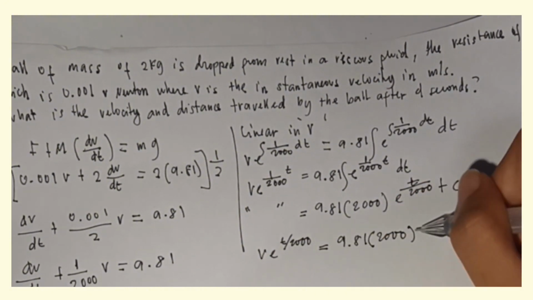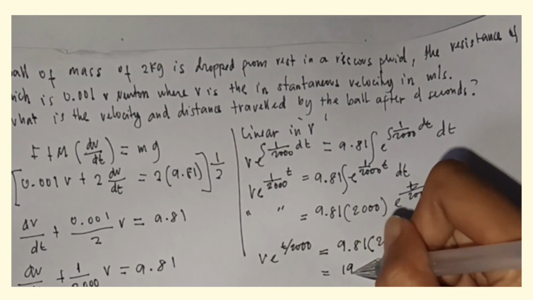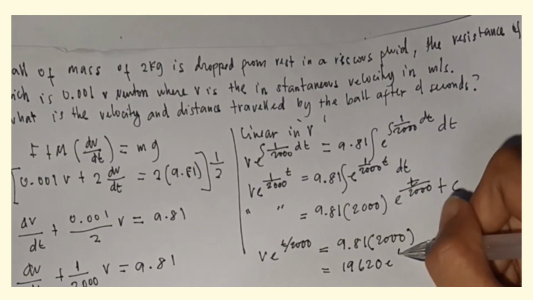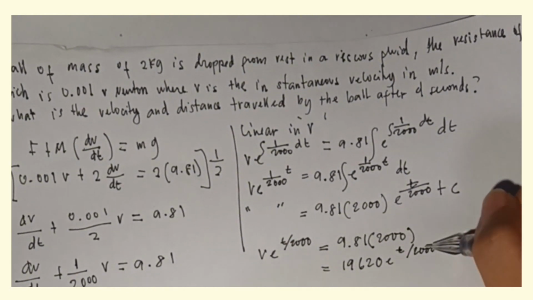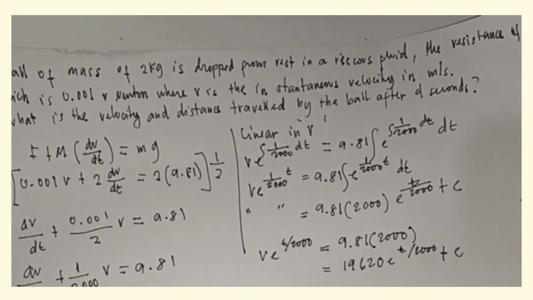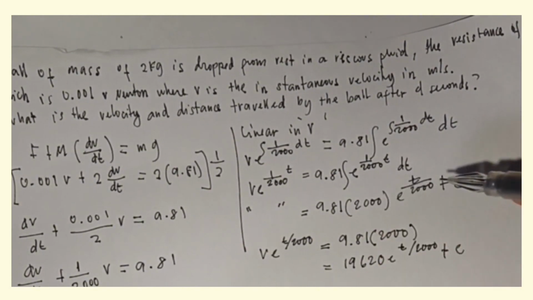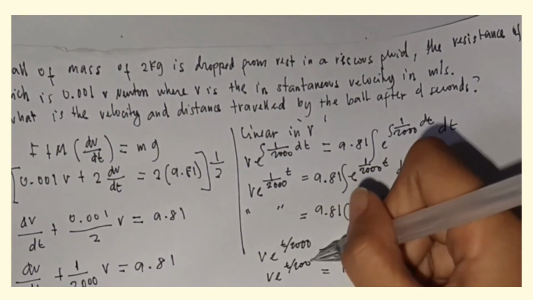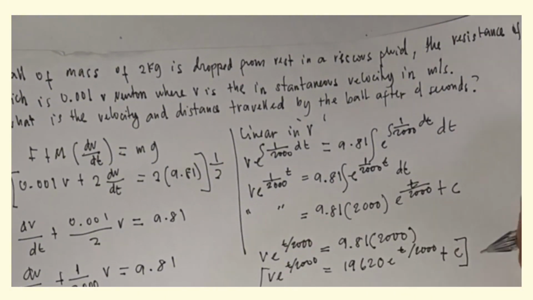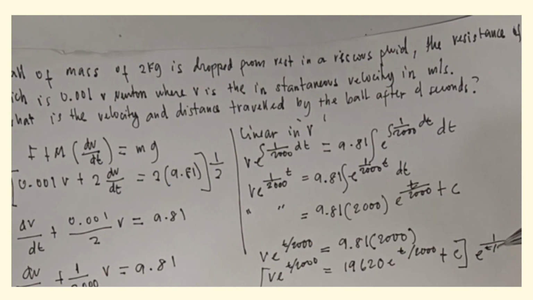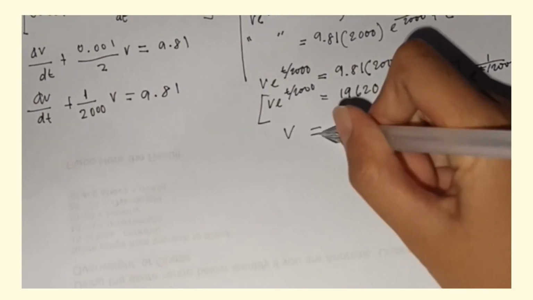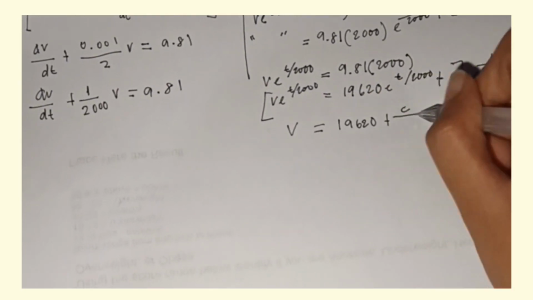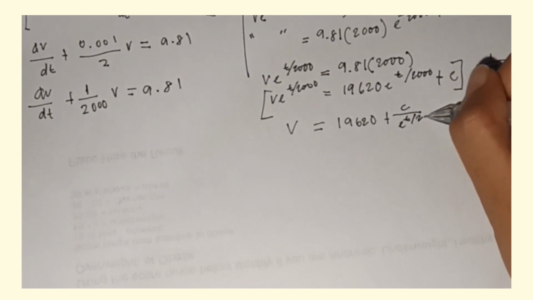So this becomes 19,620 e raised to t over 2,000 plus c. Then divide both sides by e raised to t over 2,000. So V is equal to 19620 plus c over e raised to t over 2,000. And we need to solve for the value of c.